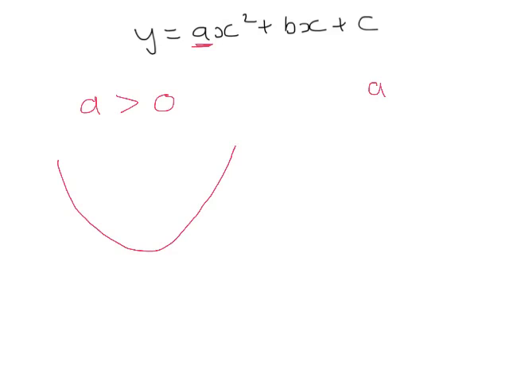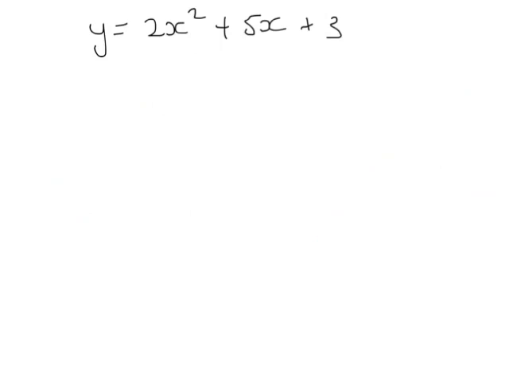It's going to be this sort of shape. If a is negative, so if a is less than 0, we're going to have a negative shape parabola, so our quadratic will look something like this. So say I've got a quadratic y equals 2x squared plus 5x plus 3. The coefficient of a is greater than 0, so I know the general shape. It's going to be a positive parabola.